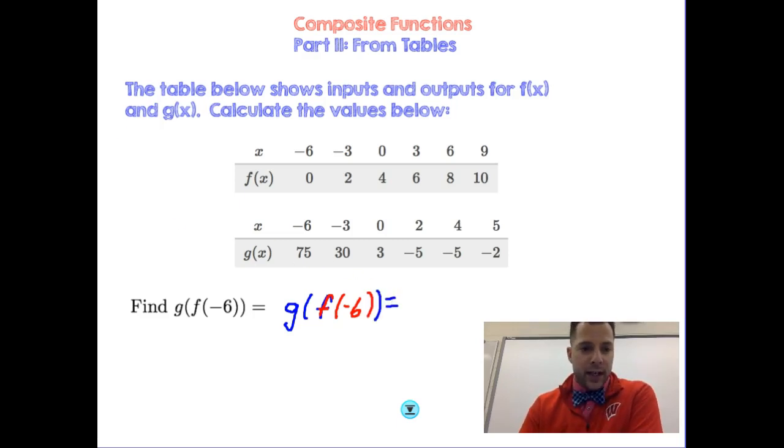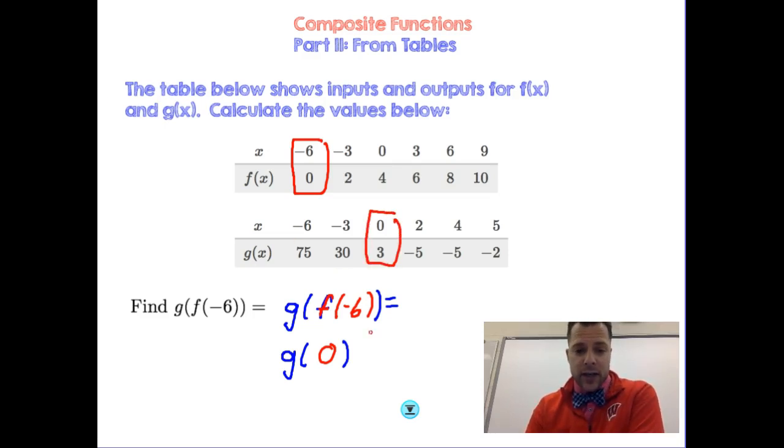Let's look at our table. We need to find -6 under f. So f of -6 is right there. That output is 0. So f of -6 is 0, so that goes in here, and we look at g of 0 now. g of 0 is right here, which equals 3.